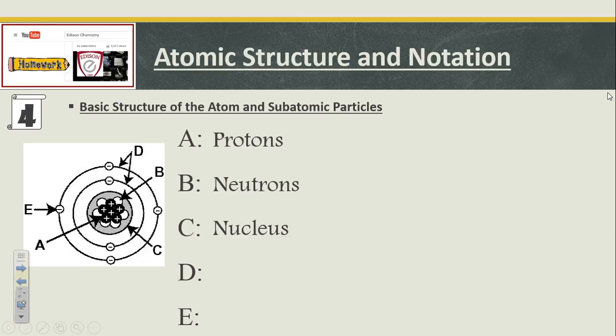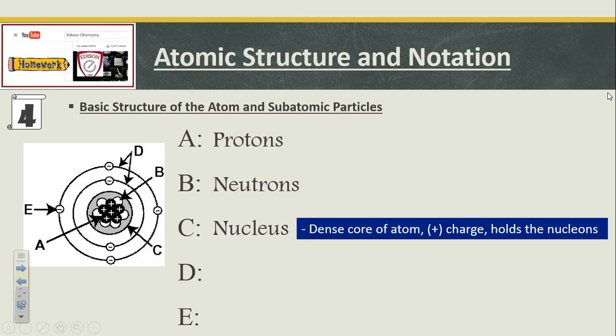Now, C, the nucleus itself. The picture is pointing to the area that contains both the protons and the neutrons. The nucleus itself isn't a shell that has protons and neutrons inside it. In this particular area and picture, it's just circling the region where the protons and neutrons are found. It's that dense core of the atom that Rutherford found out has a positive charge, and it holds the nucleons. Nucleons being a key word that means things that live in the nucleus. So nucleons, nucleus, center of the atom.